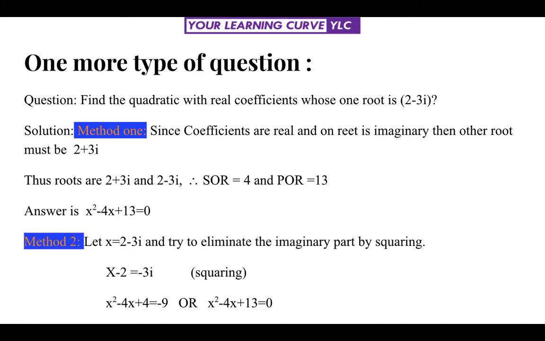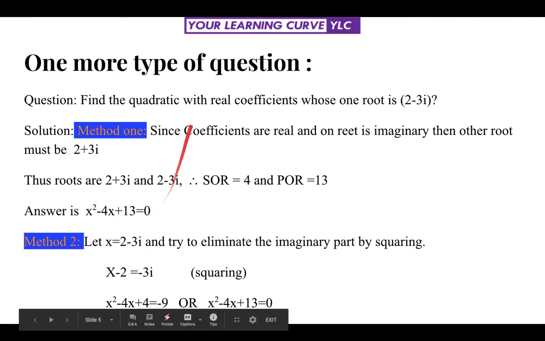The second method is also available. What we do, we assume that x is equal to 2 minus 3i. Since this 2 minus 3i is the root of this quadratic equation, the x is equal to 2 minus 3i can be assumed very safely.